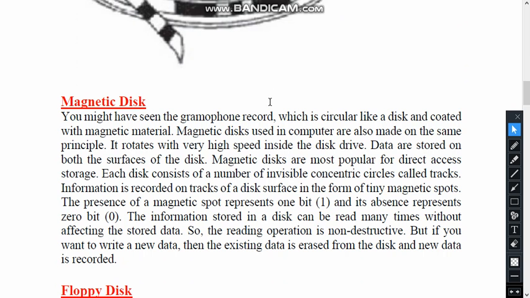The magnetic disk looks very similar to the gramophone record, which is circular like a disc coated with the magnetic material. It is used in computers for storing the data. It rotates with very high speed inside the disk drive. Here the data are stored on both the surfaces of the disk. Magnetic disks are mainly popular for direct access storage. Here we can access the data directly from the magnetic disk.